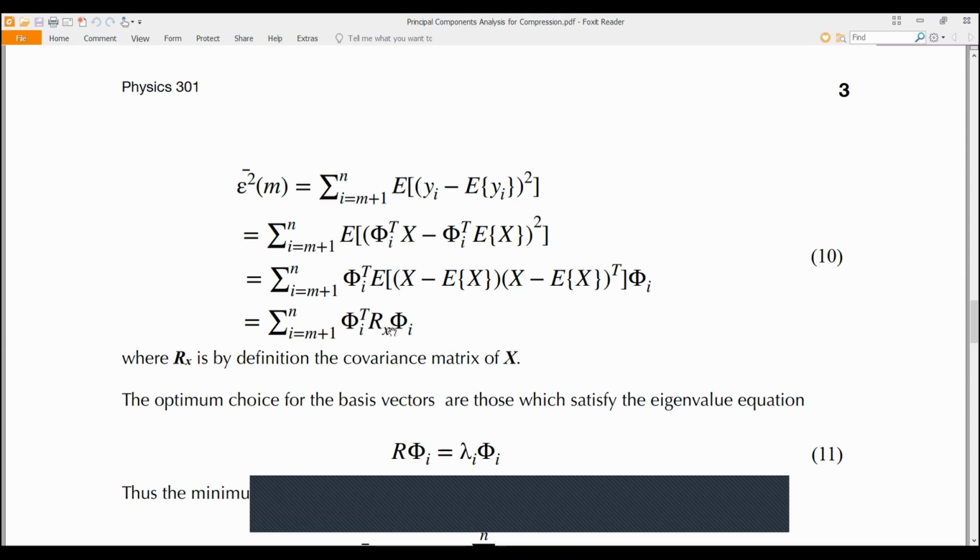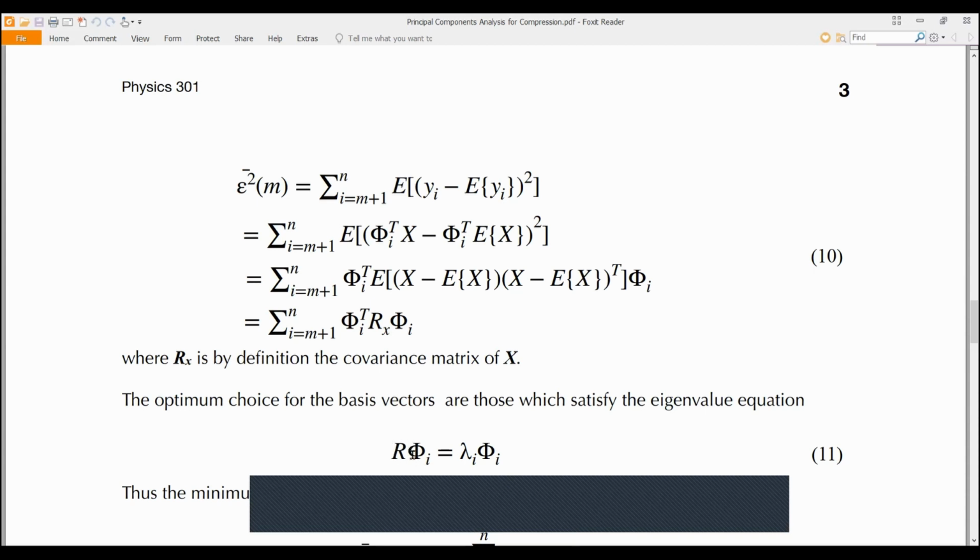Now, doesn't this look familiar? This looks like an eigenvalue equation. Okay, so the thing is, we want to know phi, because that phi will give us minimized error. No? So the optimum choice, when you have an eigenvalue equation, the optimum choice for the basis vectors are those which satisfy this equation, that covariance matrix R, no?